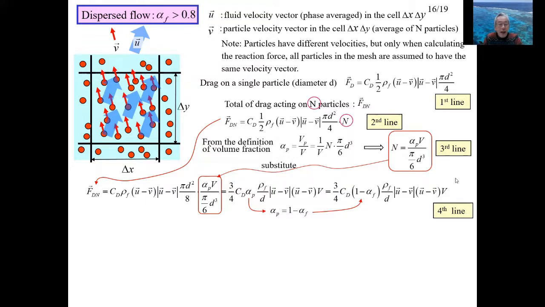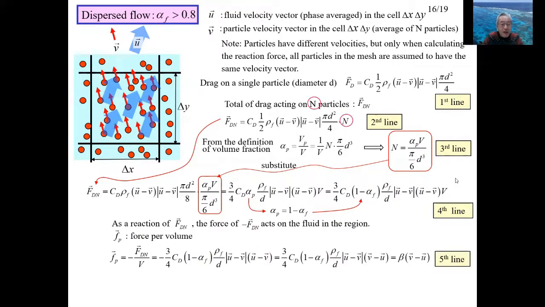As a reaction of Fdn, minus Fdn acts on the fluid in the cell. The reaction force per volume Fp is expressed by minus Fdn divided by the volume V. So small fp is expressed by the equation on the fifth line. Please note the minus sign disappeared because U minus V is replaced by V minus U.